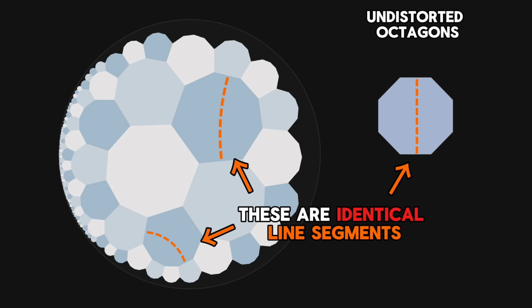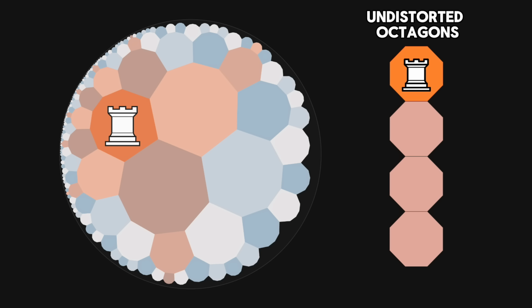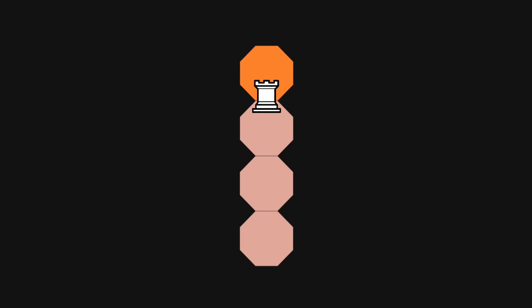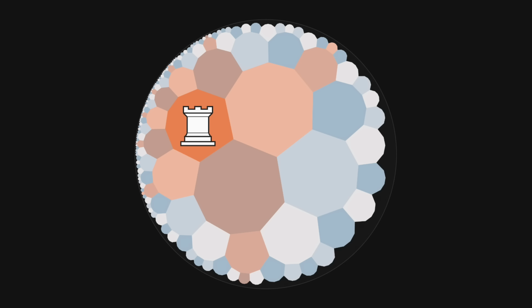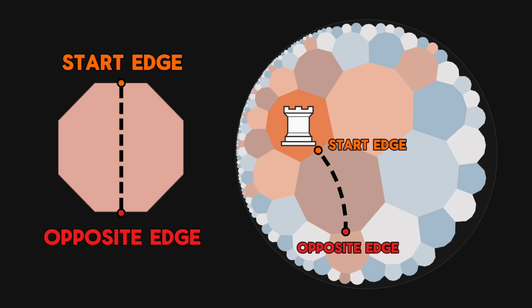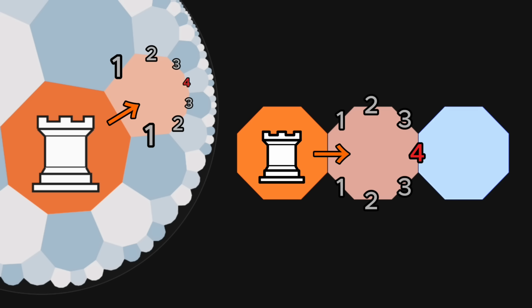Remember, all these octagons are identical in size and joined edge to edge. Our rook taking a straight path is actually just doing this, going straight through octagons. This is the key to understanding how the movement works. We just need to have some way of figuring out what going straight through the octagons means on the hyperbolic board. This straight line through an octagon goes from one edge to the opposite edge, regardless of the distortion. So what we need to do is identify the edge we're entering from and find the opposite edge, which we can do by counting 4 edges counterclockwise or clockwise.